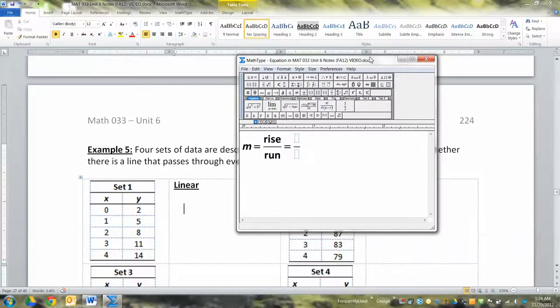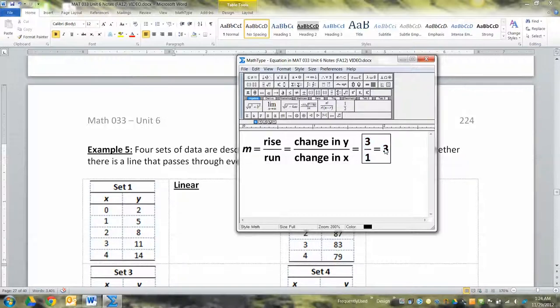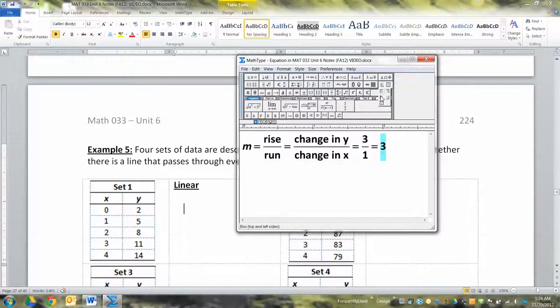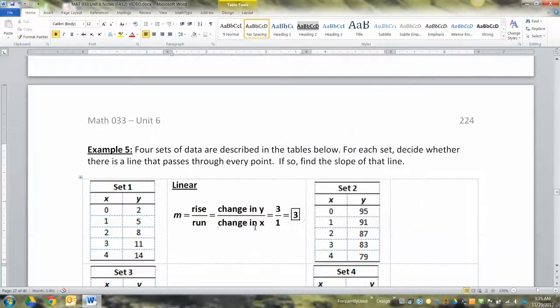So let's look at that. Change in y over change in x. Now what's the change in our y? Every time our x goes up by one, our y is going up by three, right? So from 2 to 5, 5 to 8, 8 to 11, 11 to 14, every time it goes up by three. So that's your change in y. And your x, it's one every time on this table. So it's 3 over 1, which we all know is just plain 3. Because math people are lazy. They don't generally write 3 over 1, even though it's technically correct. They just write 3, right? So that's our slope, 3. Good. Done with that.